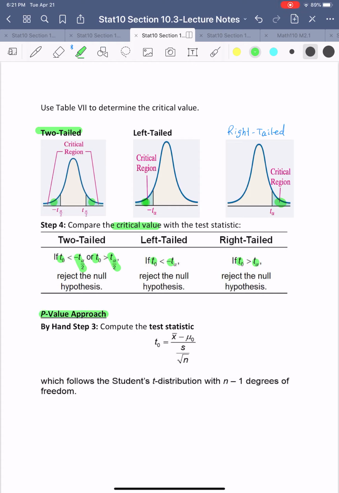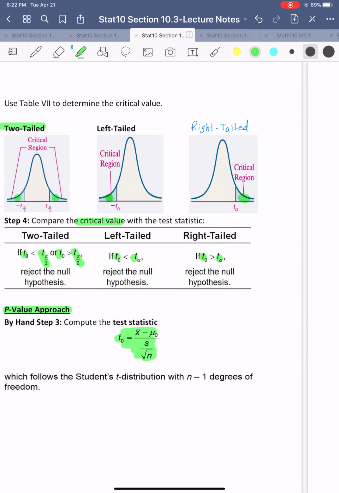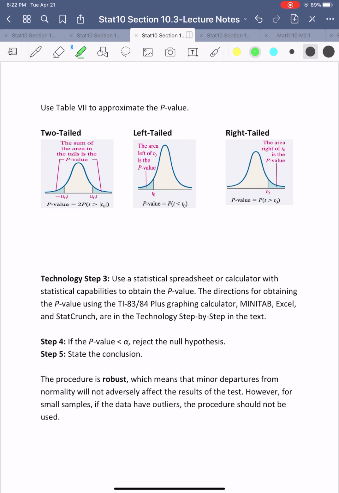And then the p-value approach, where we use the test statistic and the alpha. It follows the student t distribution with n-1 degrees of freedom, and we use table 7 to check the value. So this is the formula for the p-value, for the two-tail, the left tail, and the right tail.